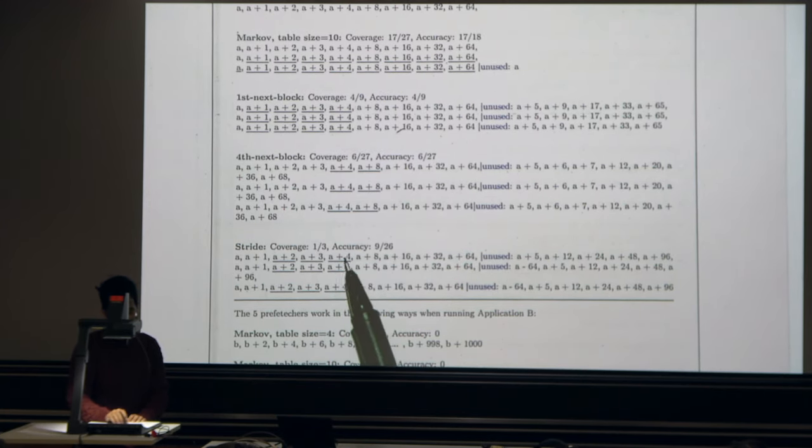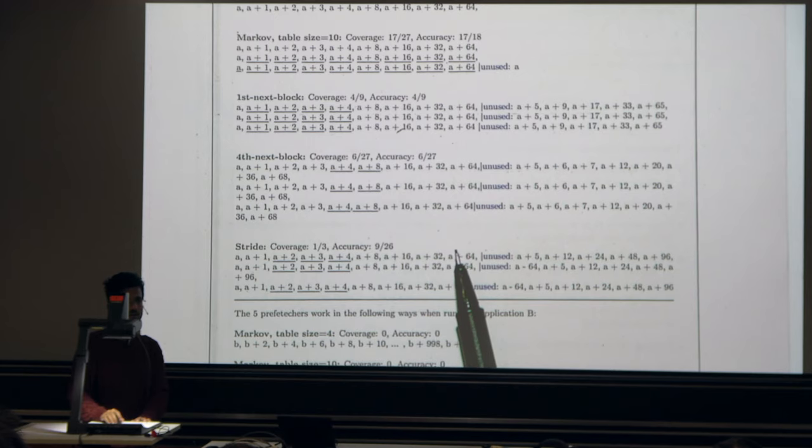Now let's think, A plus 4 and A plus 3, it actually learned a stride of plus 1. So it will probably prefetch for plus 1, A plus 5. The program generated A plus 8, so you're not covered. A plus 8 and A plus 4, it learned a stride of 4. It will prefetch A plus 12. But actually the program made a demand request to A plus 16, which is also not covered, and subsequently none of these are covered. Is it good?